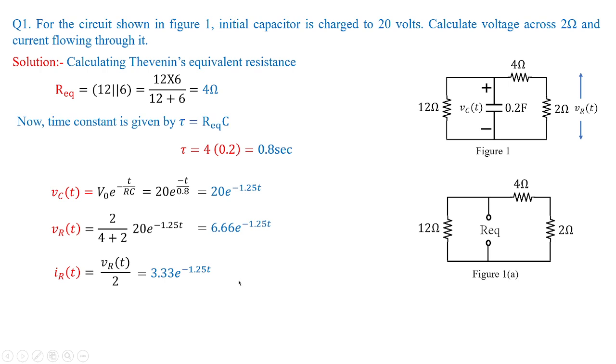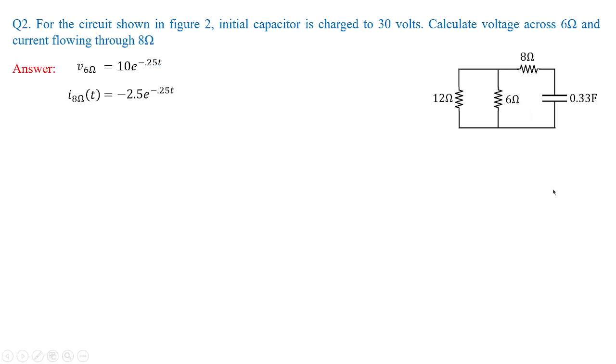These kinds of problems are frequently asked in competitive exams, especially GATE and engineering services exams. So for practice, take this problem. You can see in figure 2, initially the capacitor is charged to 30 volts. Calculate the voltage across 6 ohms and the current flowing through 8 ohms. The answers are given here. V across 6 ohms is 10 e to the power of minus 0.25 t, and the current through 8 ohms is minus 2.5 e to the power of minus 0.25 t. In the next class, we are going to see the solution.